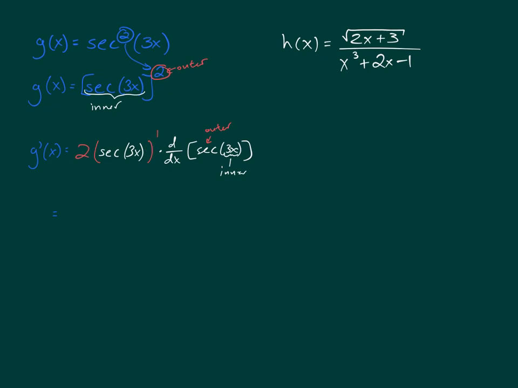So I am quite literally just going to copy this down right here. So I have 2 secant 3x times, let's see, take the derivative of the outside. The derivative of a secant function is secant tangent. And we leave the inside alone, so each of these will get a 3x times the inside function. The derivative of the inside function is 3.